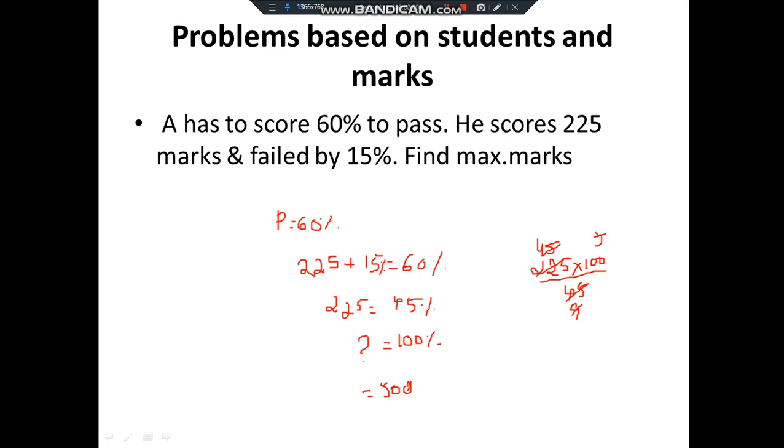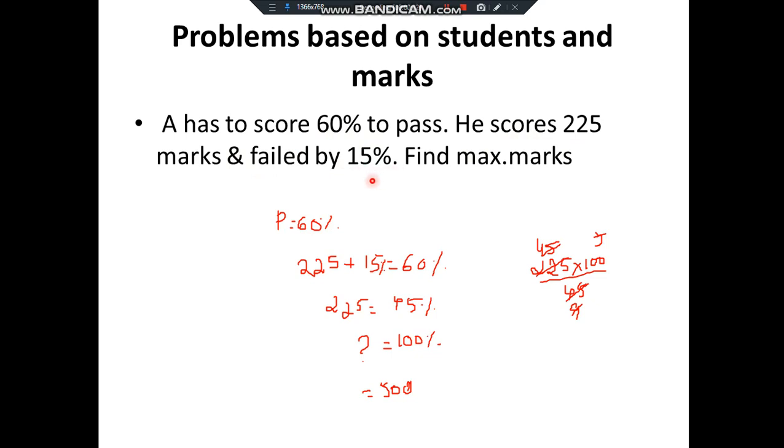So we'll start with the first question. See, A has to score 60% to pass. He scores 225 marks and failed by 15%. Find maximum marks, which means find the total marks. Okay. See, given A has to score 60% to pass. So pass is equal to 60%. Write it down. He scores 225 marks and failed by 15%.